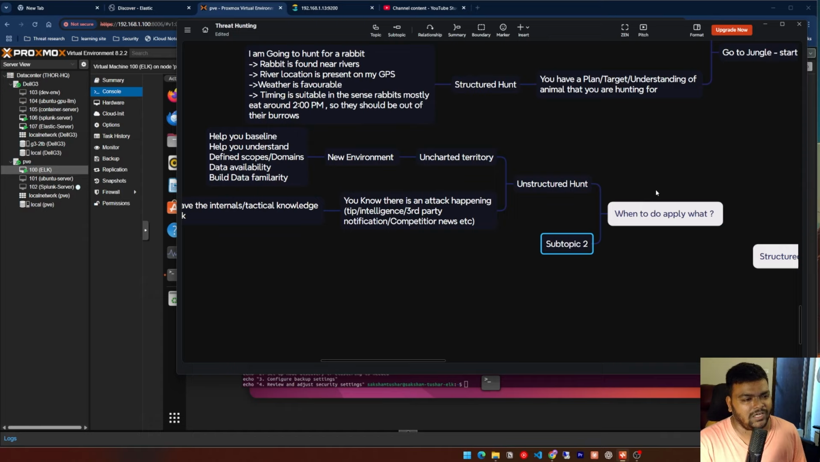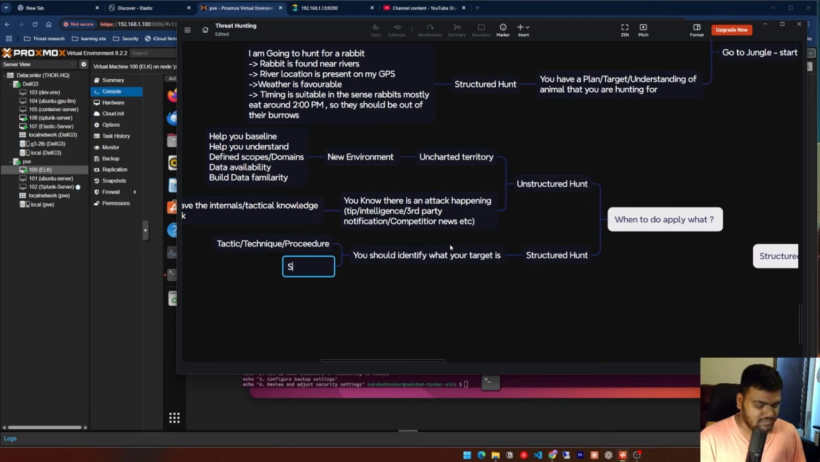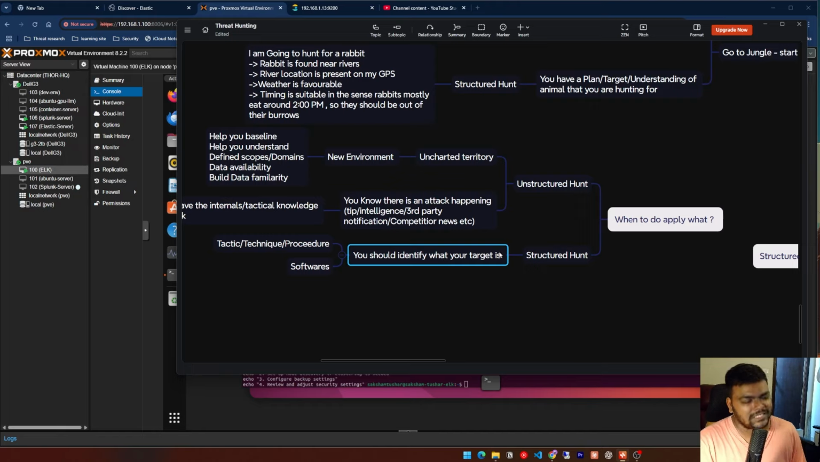But if you are doing a structured hunt, keep in mind that you should identify what your target is. In our terms, a target could be as simple as a tactic, a technique, or a procedure. Or you could also build what softwares are you hunting for, right? But there's not only this much, there's more to it, right?